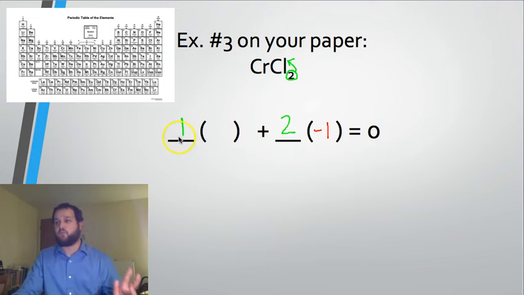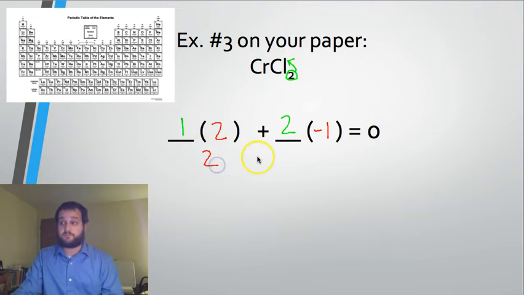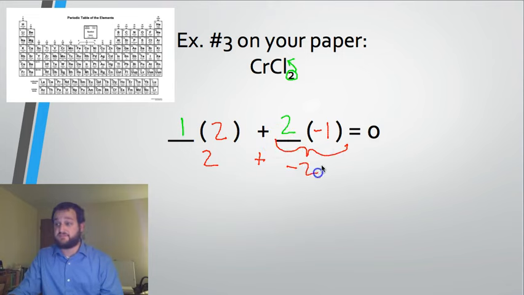Well, now I have 1 times some oxidation state plus 2 times -1 equals 0. Well, hopefully you can see that the only number that's going to work as an oxidation state is 2, right? 1 times 2 will give us 2, plus 2 times -1 is -2. And 2 plus -2 does indeed give us 0.